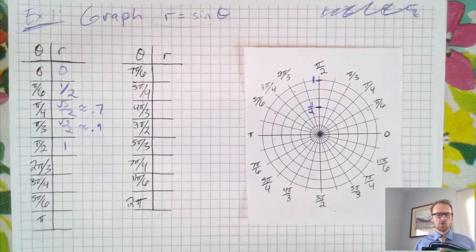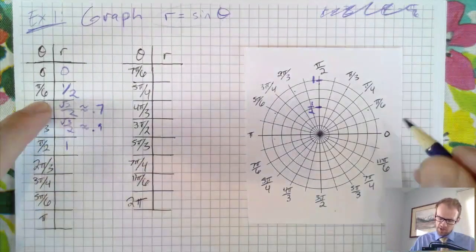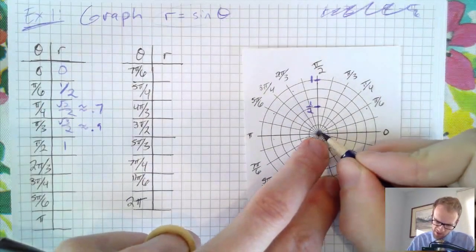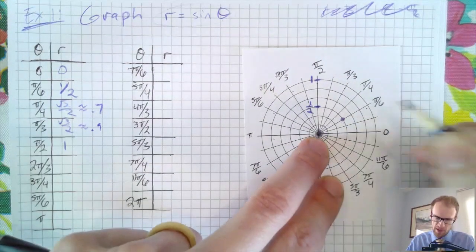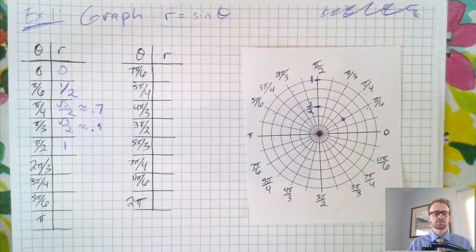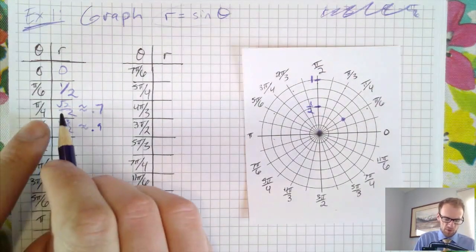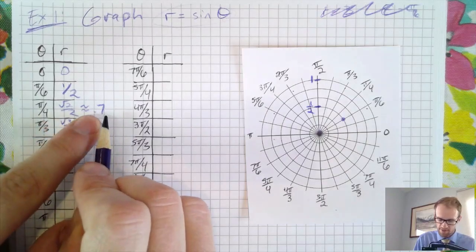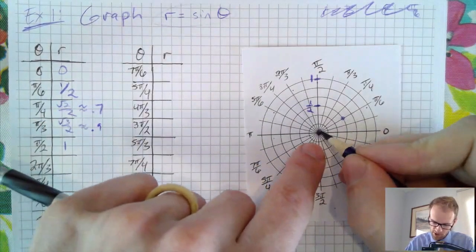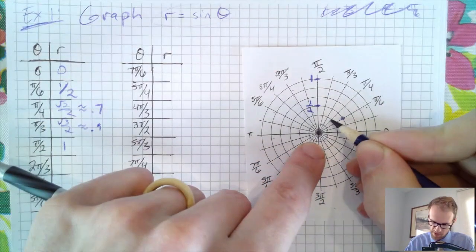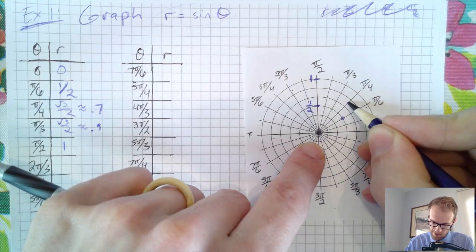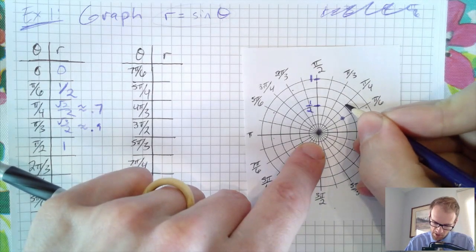Okay, so I am at pi/6 as my angle, and I have a radius of 1/2, so that would be that point. Next one, pi/4 and 0.7. So pi/4 is along this angle, and 0.7. So there's a half, there would be 0.75. So 0.7 is probably right there.